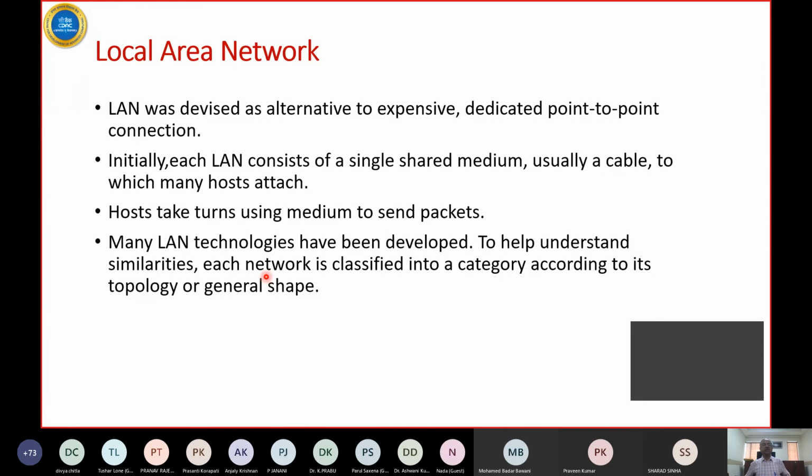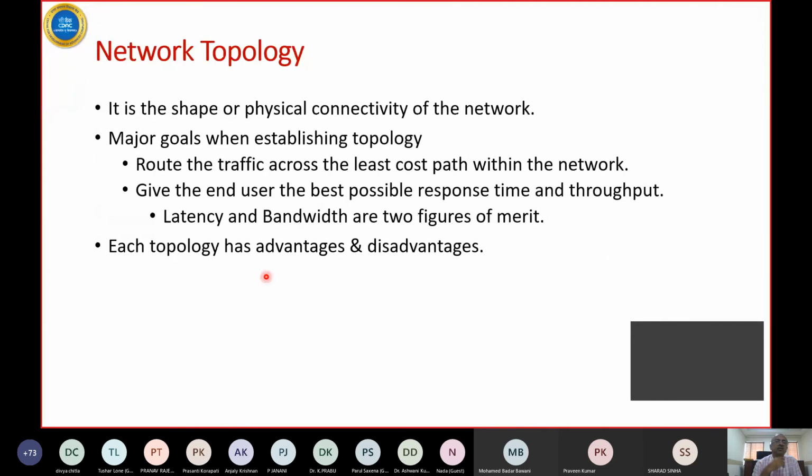Today, Ethernet is not just limited to desktops, but Ethernet, both wired and wireless, can be used for connecting nodes like your IoT nodes or any such node. Okay, so what we do is we first look at topology, how they are connected. Okay, so the definition of topology is the shape or the physical connectivity.